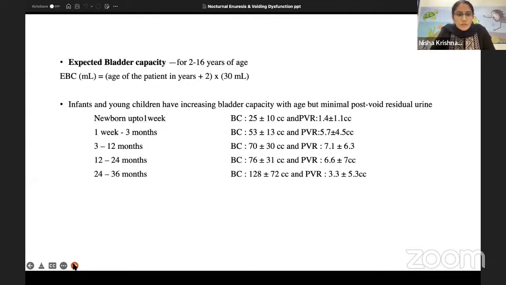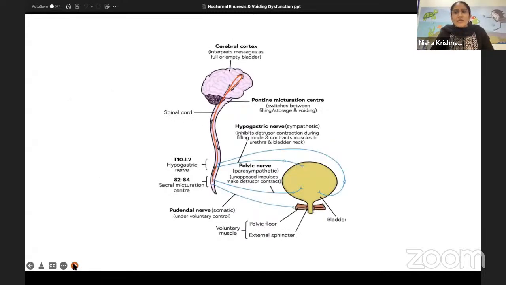Now, what is important to understand is how the bladder plays a role along with the spinal cord and the higher cortical centers in order to maintain this very complex interaction between the autonomic and the somatic nerves to make the urination or the storage of urine happen. So the bottom line, in terms of the bladder's function, is that it should be able to store urine at a low pressure but a high outlet resistance, whereby there is no leak of urine.